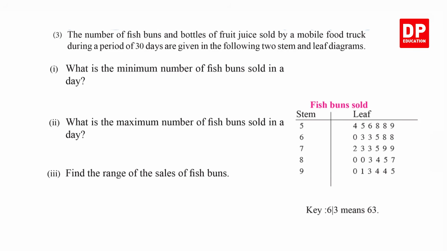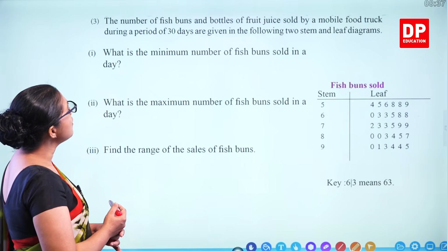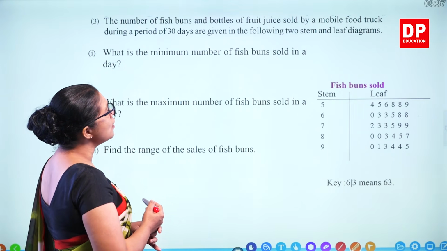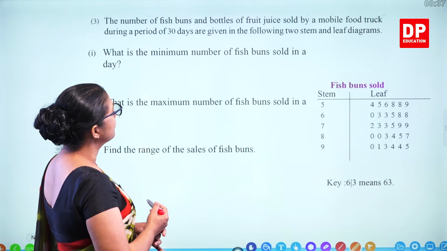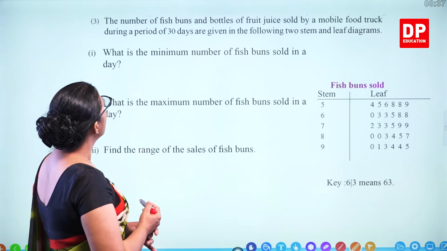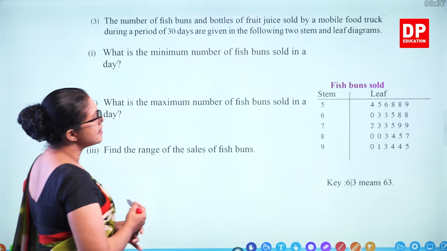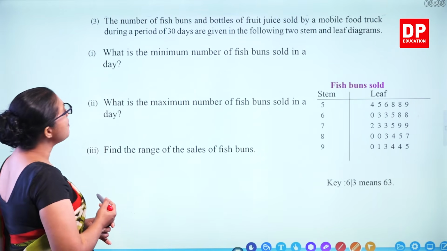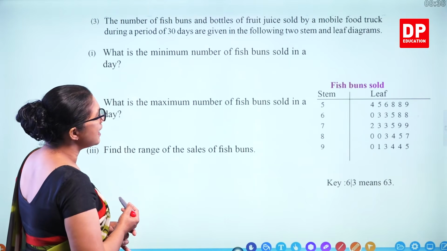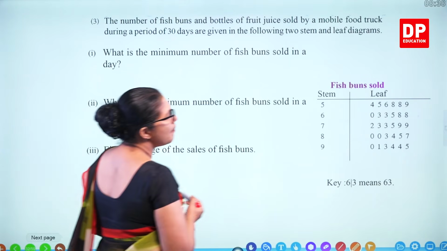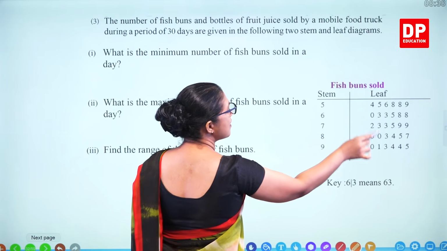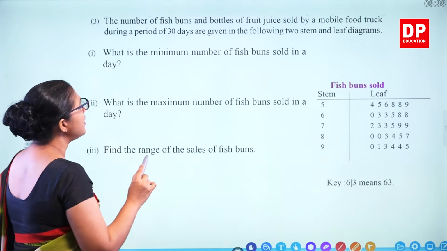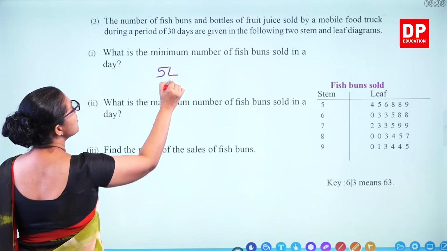The number of fish buns and bottles of fruit juice sold by a mobile food truck during a period of 30 days are given in the following two stem and leaf diagrams. So this is 30 days. What is the minimum number of fish buns sold in a day? So what's the lowest value? 54. This is arranged in increasing order. So 54 is the lowest value.